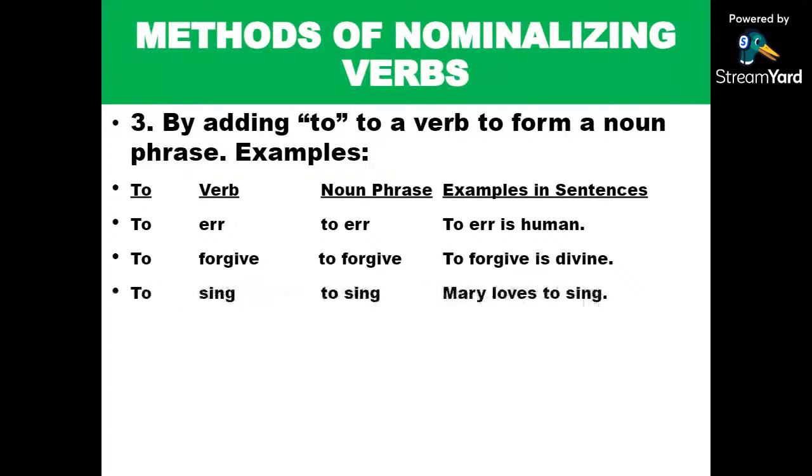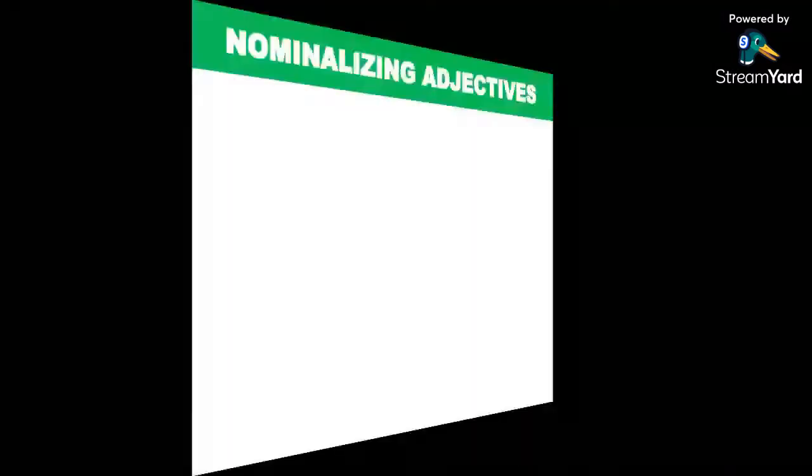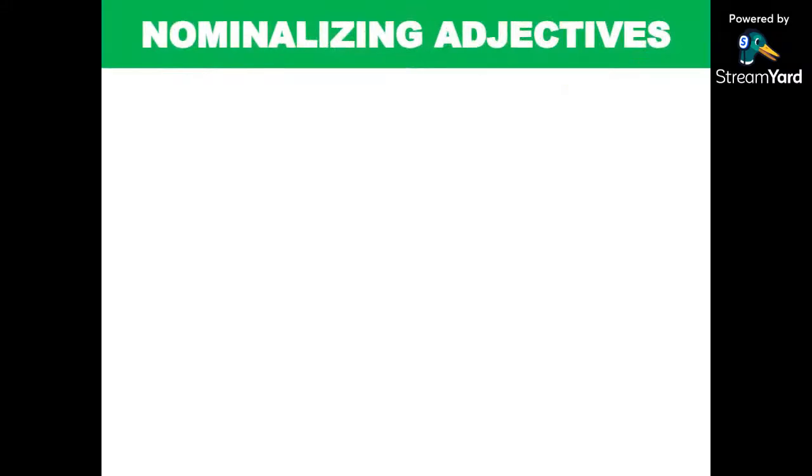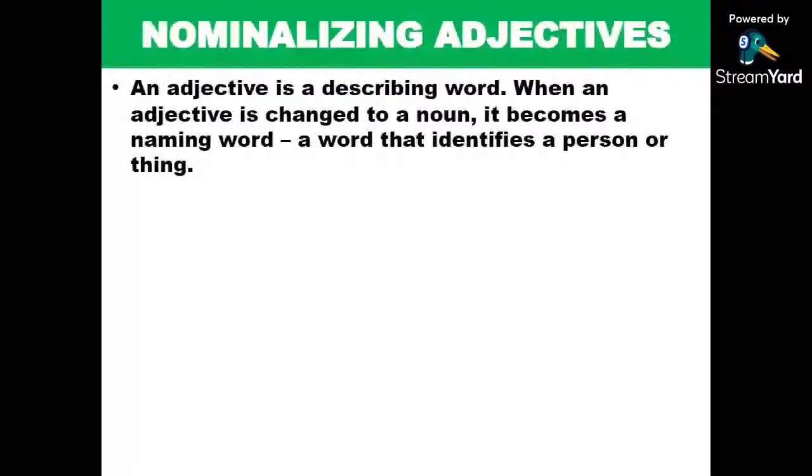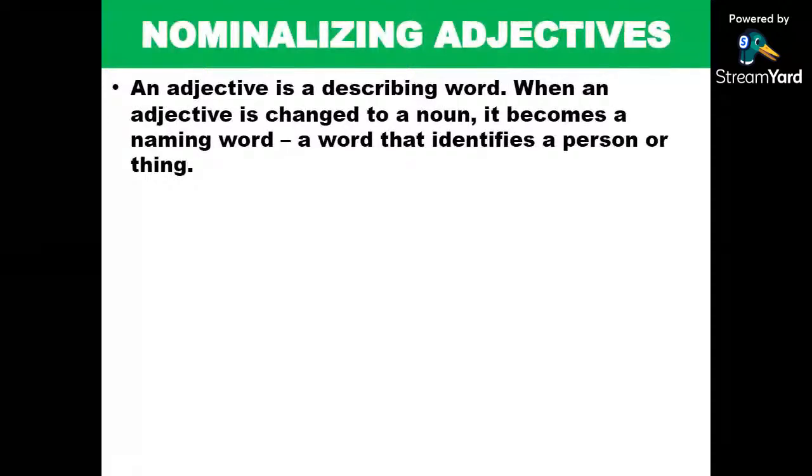If you add to sing, you have to sing. Mary loves to sing. The next one is to write. To write is a noble exercise. Okay? And this brings us to nominalizing adjectives. An adjective is a describing word. When an adjective is changed to a noun, it becomes a naming word, a word that identifies a person or thing. Okay?